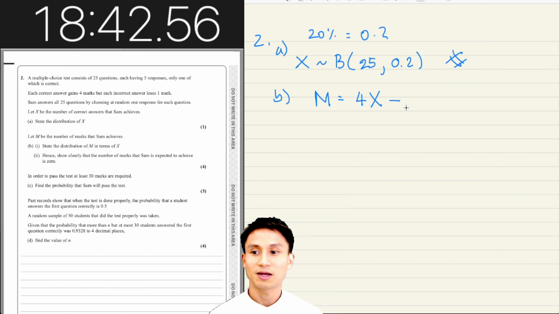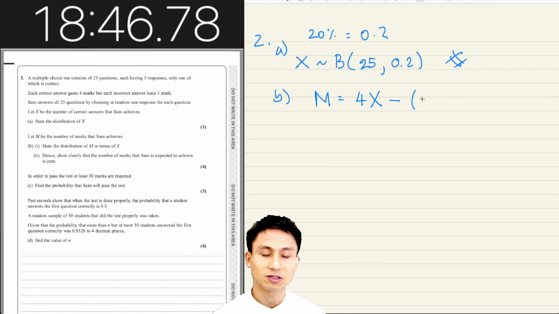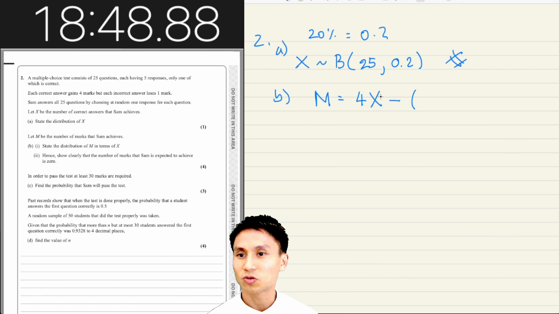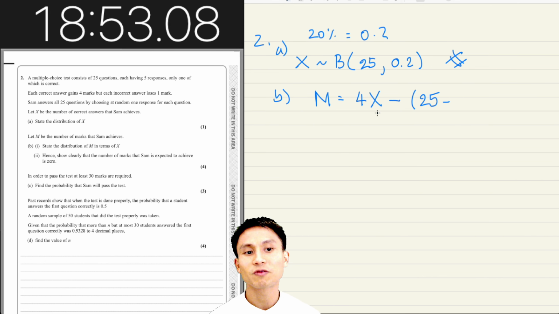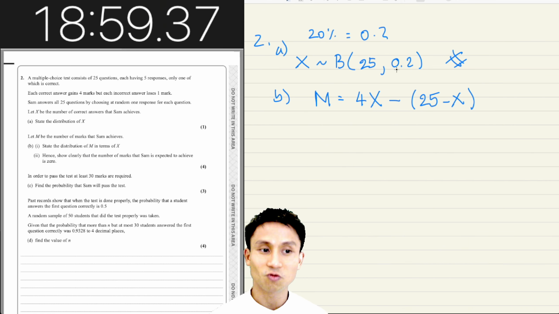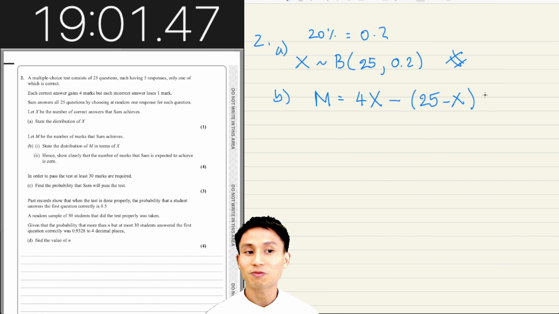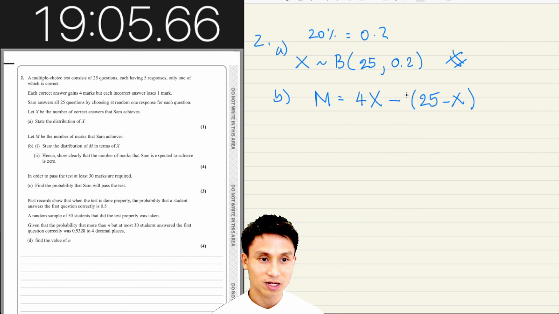Because M is the number of total marks. Minus, but what is the number of wrong answers? Well, it's just the total number of questions, which is 25, subtracted by the number of questions that he got right, which is x, right? Because if you got x right, then 25 minus x would be the wrong questions. And we have to multiply that by 1 because there is already a minus 1 here in front, right?